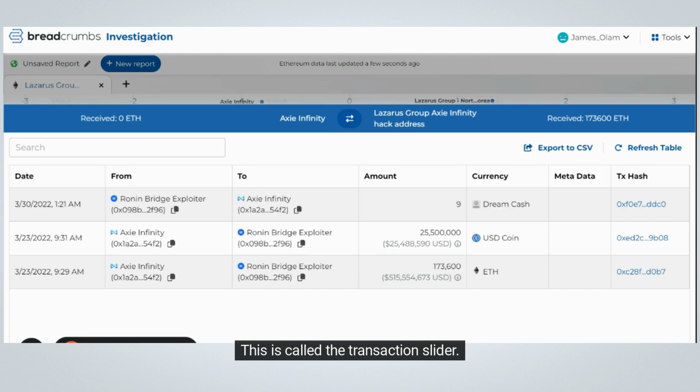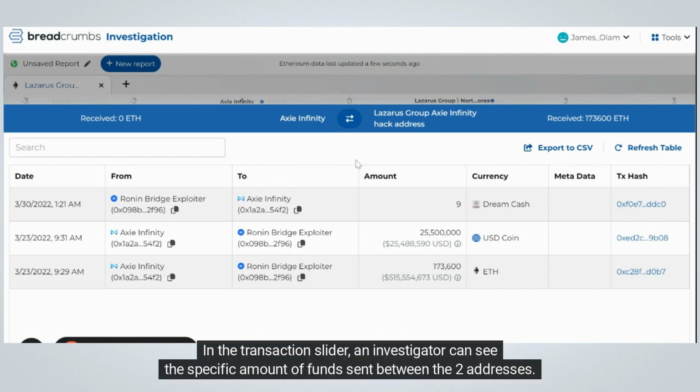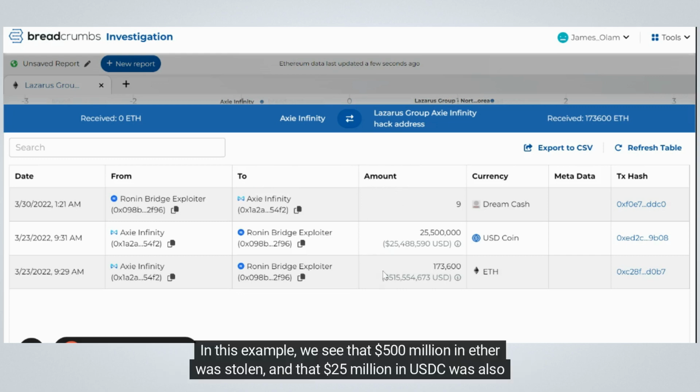This is called the transaction slider. In the transaction slider, an investigator can see the specific amount of funds sent between the two addresses. In this example, we see that $500 million in Ether was stolen, and that $25 million in USDC was also stolen.